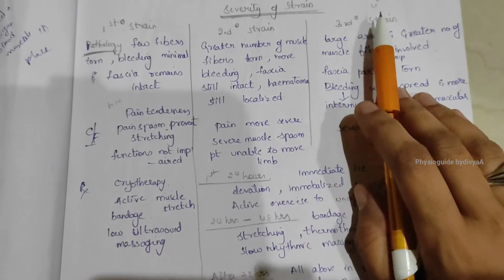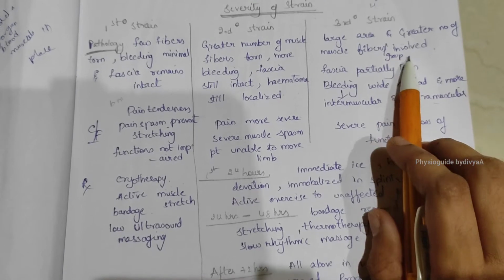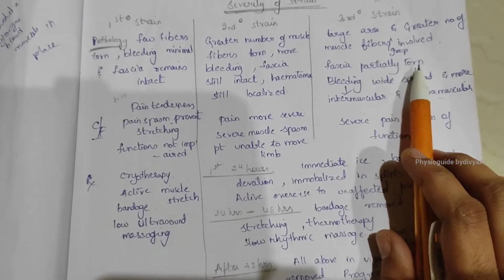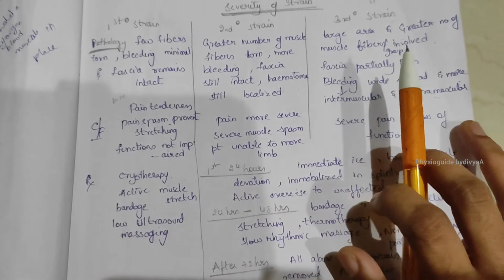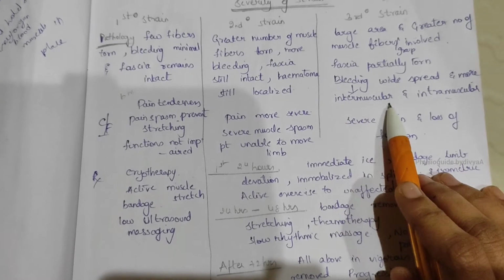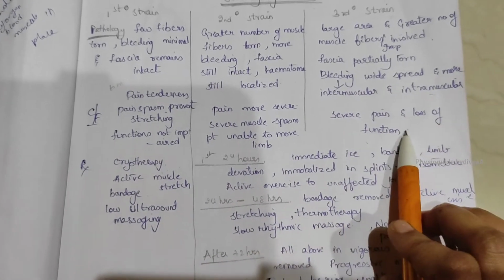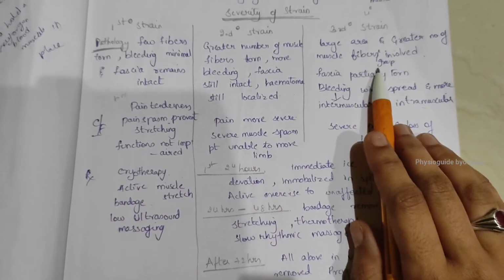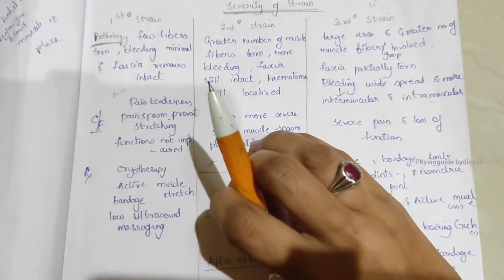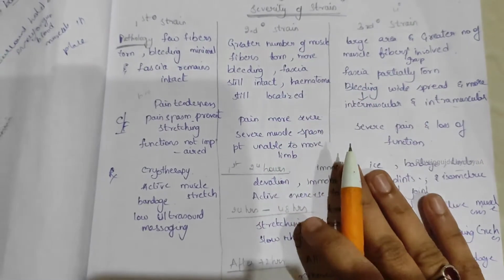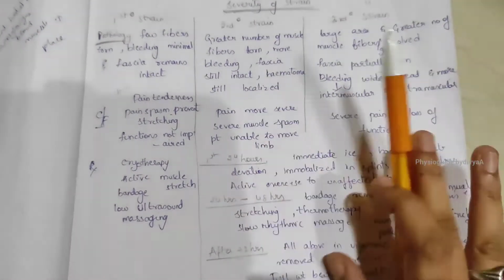Now in the third degree strain, a large area and greater number of fibers are torn, the muscle is partially torn, and the muscle group is also involved. Bleeding is widespread, intermuscular and intramuscular, inside and outside. Severe pain and loss of function are seen. In the fourth degree there is a complete tear of muscle, the fascia is torn, and gross swelling and bleeding are seen, with severe pain and loss of function.